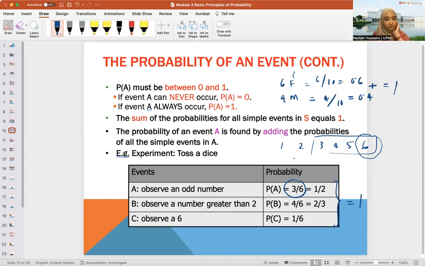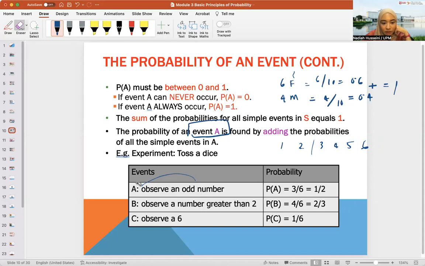Okay. Yes. The probability of an event A is found by adding the probabilities of all simple events in event A. Okay, it shouldn't be equal to 1 because it's not measuring the same thing. They are talking about event A, which makes sense, but I need to get back on this one.